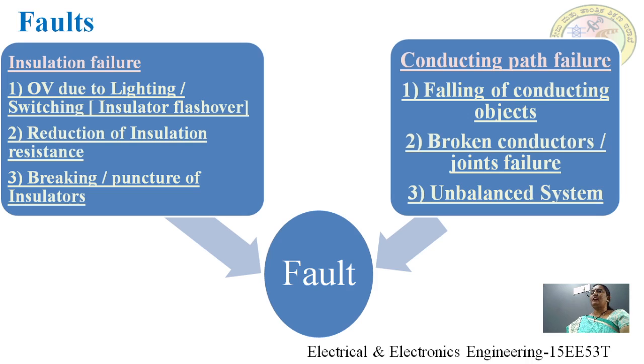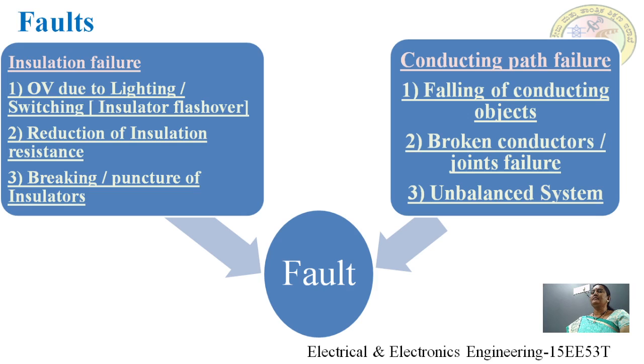Those faults are line to line fault, single line to ground fault, double line to ground fault, three phase to ground fault, and three phase fault. Broken conductor means an open circuit fault that occurs on the power system. Here one conductor may open, two conductors may open, or three conductors may open. This is also called a joint failure.